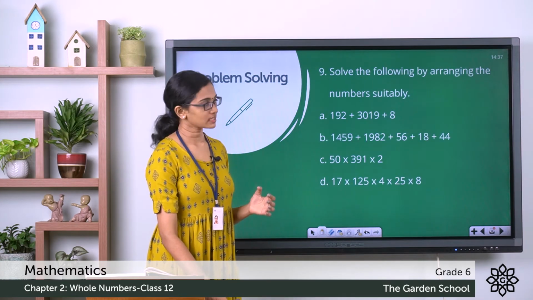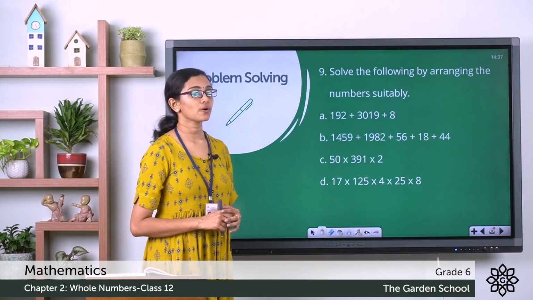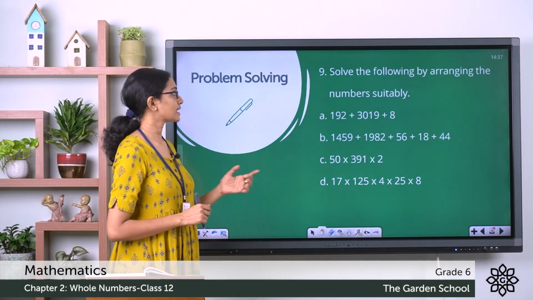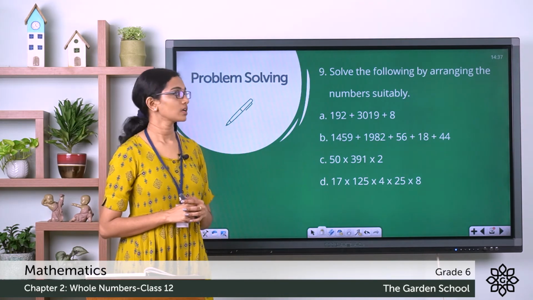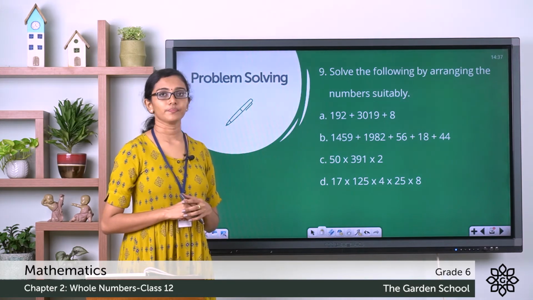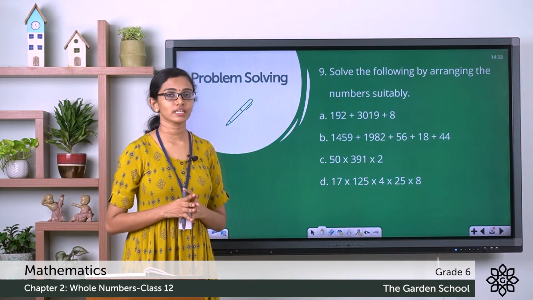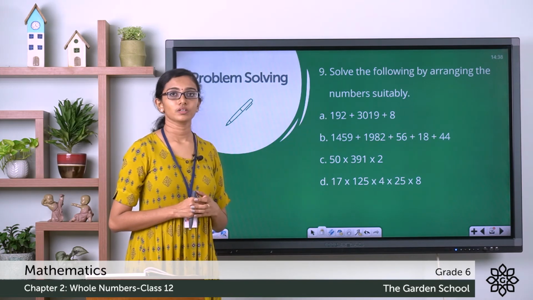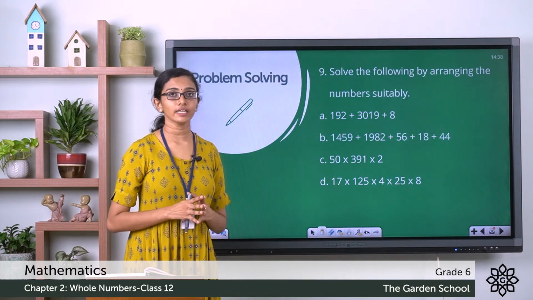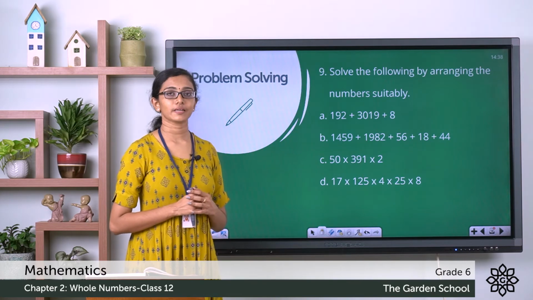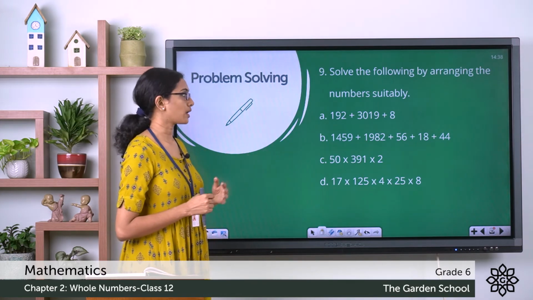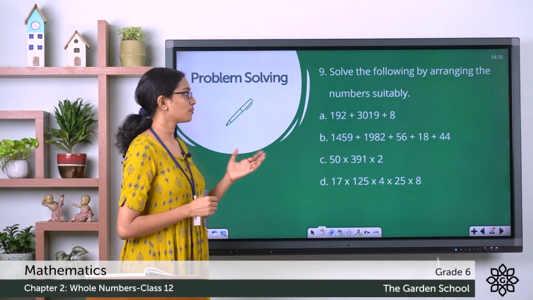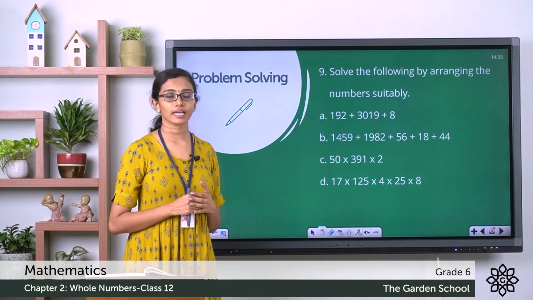Now let's discuss question number 9. Solve the following by arranging the numbers suitably. And you have got 4 questions here. Here in each question, you can rearrange the order the numbers are given. You can group them accordingly to solve the question easily. So if you take the first one, 192 plus 3019 plus 8.